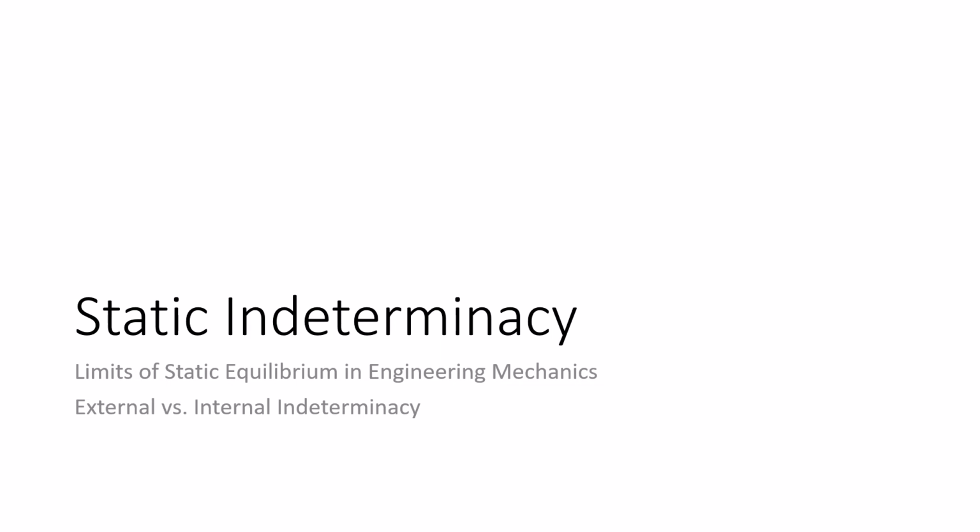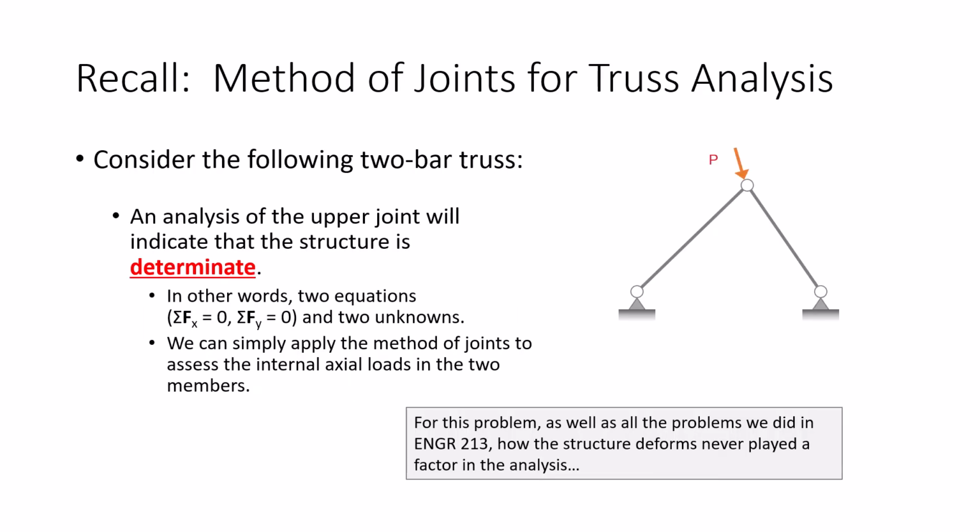But first, I want to make sure that everybody's on the same page with what I mean by indeterminacy. How many of y'all remember trusses in statics? Hopefully you did. It wasn't all that long ago. So I want to take a look at this two-bar truss. Remember, what are our two methods for solving a truss? There was the method of sections and what? Method of joints. Now let's recap analytically and conceptually how the method of joints works. So you got a truss, right?